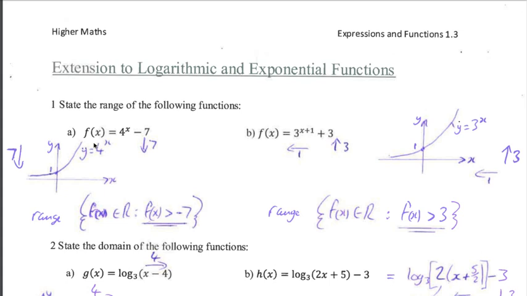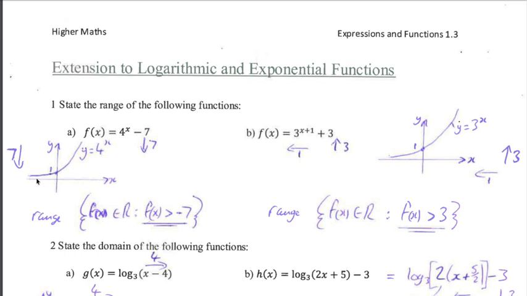So I'm going to have a look at doing this graphically. The range is the possible y values. So I'm going to consider the graph f of x equals 4 to the power x. I know that's an exponential function because the x is the power, the index. So that graph would look like this. It would also go through (1, 4) and (2, 16).